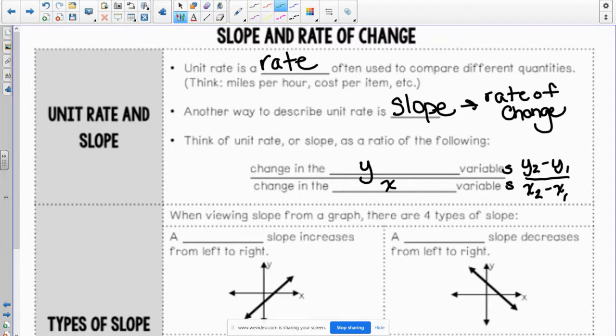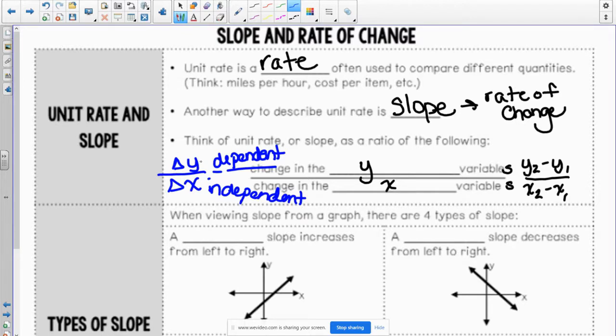We also algebraically write it as the change, which is a triangle, of the y over the change of the x. So your y variable over your x variable. You might also hear me call it the dependent variable over the independent variable. And I know you've studied that in science. So the dependent, which is always on the y-axis, you graph on the y, and then on the x-axis is the independent. So there's a lot of ways to look at slope.